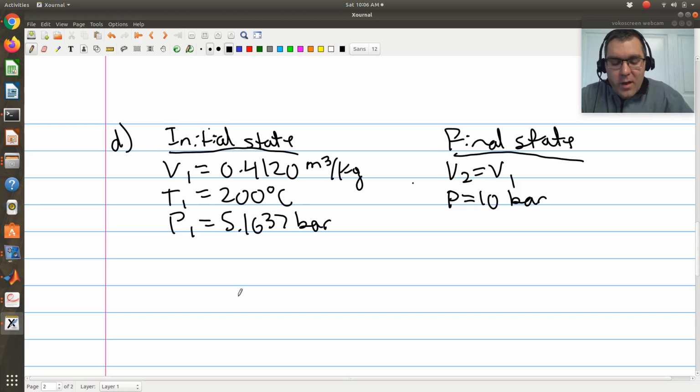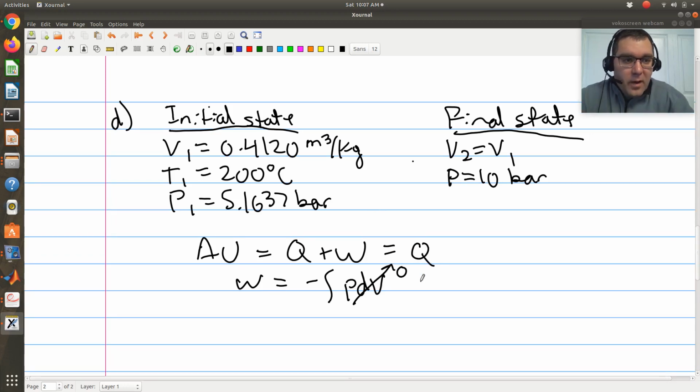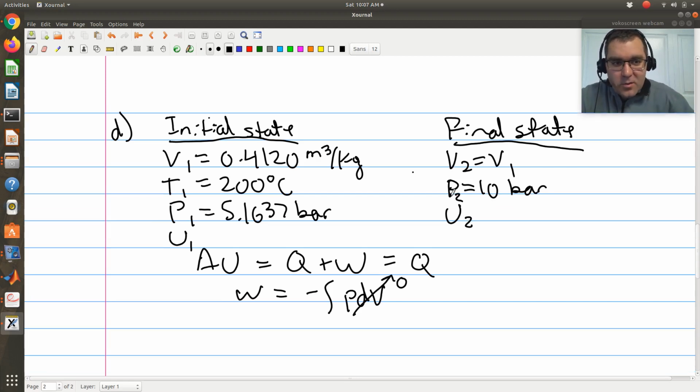And then, as mentioned when we first were talking through the problem statement, the key is if I write down my first law energy balance, delta U is equal to Q plus W. The key is that this work term, if we're assuming that we only have PV boundary work, since volume is constant, this term is 0. So our first law balance reduces to delta U is equal to Q. So if I want to find Q, what I need to find is the internal energy in my initial state and then the internal energy in my final state. All right, let's do it.